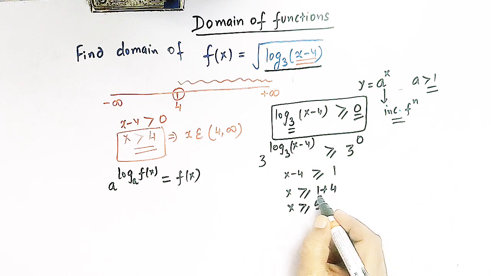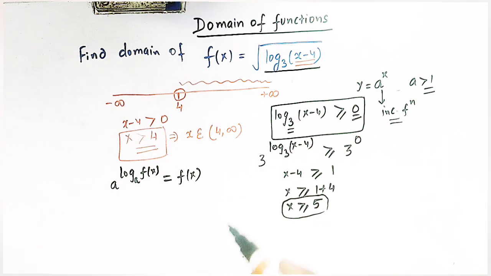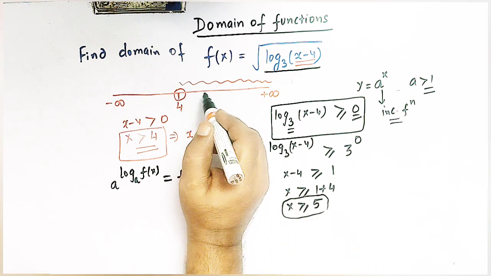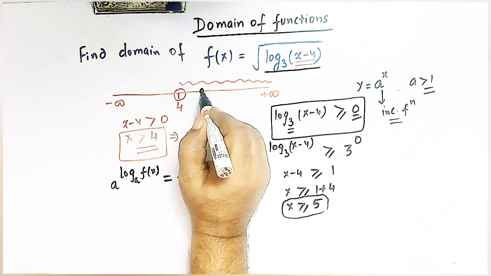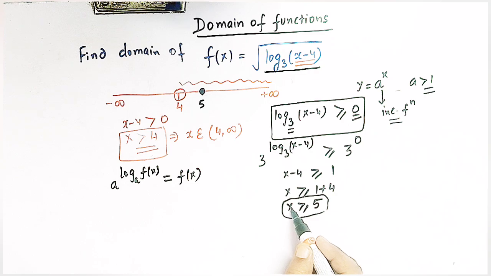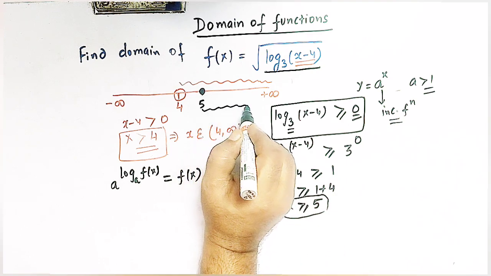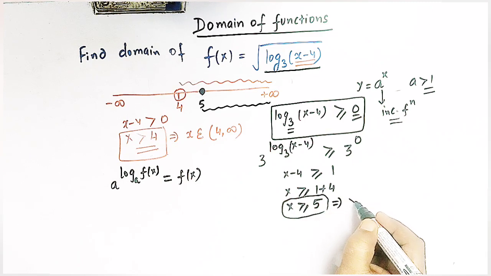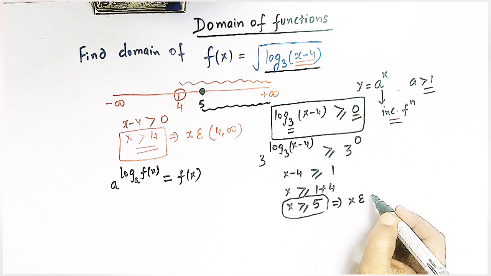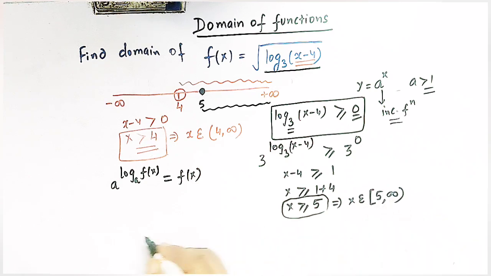So let us represent this inequality on this real number line. Now 5 is somewhere here, and here 5 is included, and x greater than or equal to 5 is given by this region. That is, x greater than or equal to 5 is given by x belonging to the interval 5 to infinity, right?